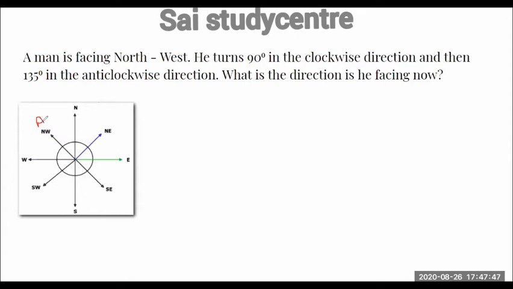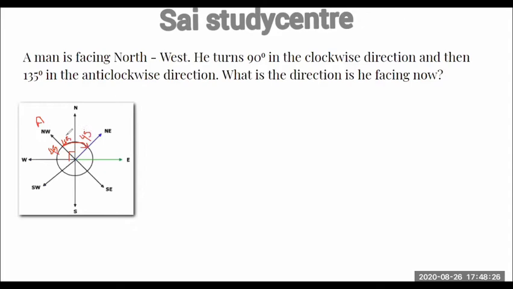So he turns 90 degrees in the clockwise direction. This is the clockwise direction. Each part is 90 degrees, right? Then bisecting the angle, I can conclude each part is 45 degrees. So when we say the person is moving 90 degrees, from this position he is moving to this position. This 45 and this 45 together, he has now moved 90 degrees.